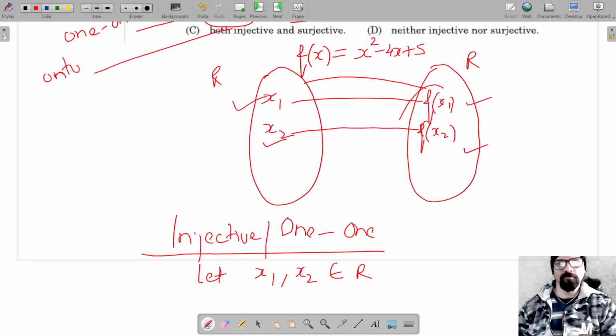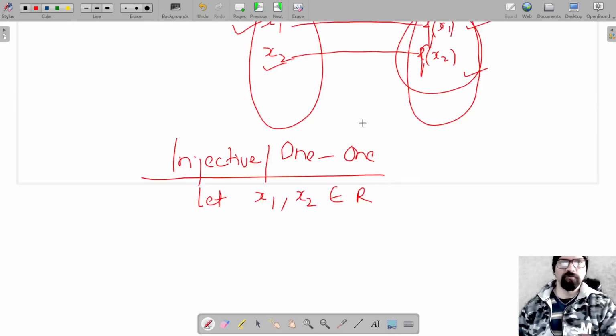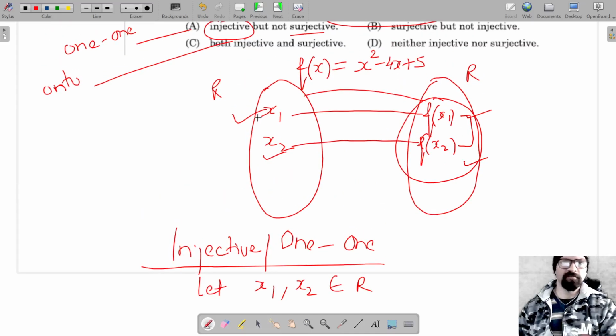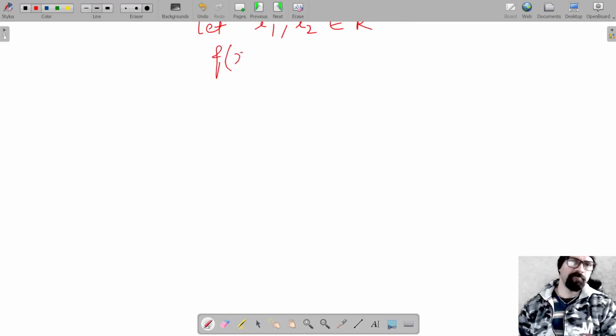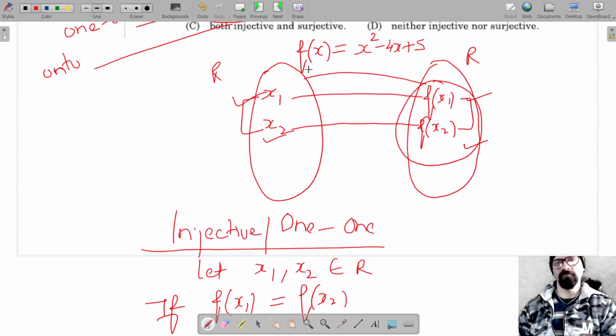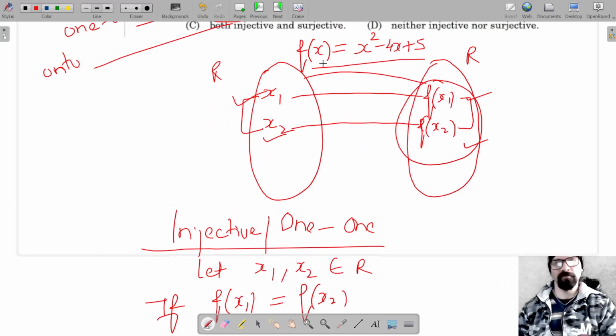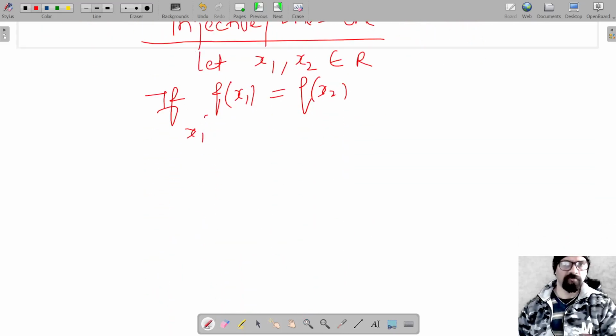So what I'm going to do is equate these two. If these two images are equal, then that means every unique image has a unique element in the domain. So let's suppose f of x1 is equal to f of x2. We can get f of x1 from the function by replacing x with x1, which gives x1 square minus 4x1 plus 5, and f of x2 is x2 square minus 4x2 plus 5.